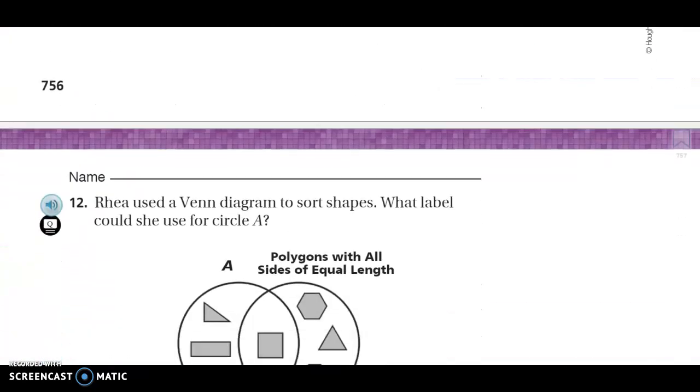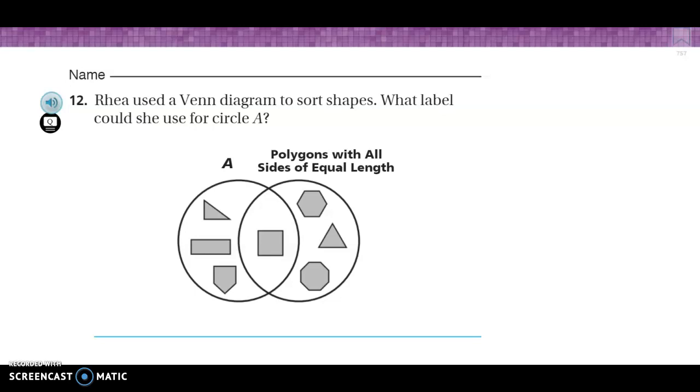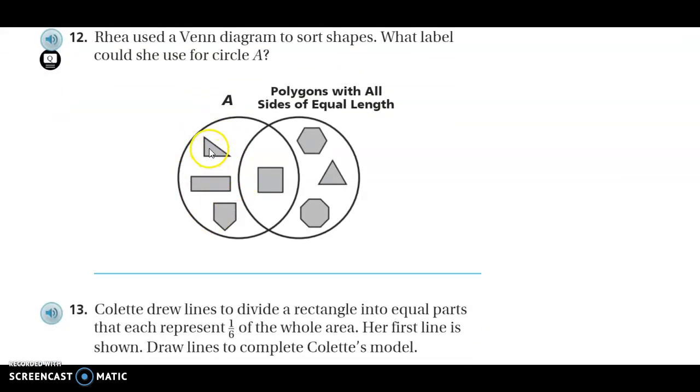Number 12. Ray used a Venn diagram to sort shapes. What label could she use for circle A? Look at circle A. I'm noticing that all of them have right angles. Rectangle has 4 right angles. This pentagon has a right angle, and a square has 4 right angles. So what would I title it? I would say polygons with right angles. This is a symbol for angles. They all have right angles. It can't be quadrilaterals because a triangle has 3, a pentagon has 5. I'd say polygons with right angles.